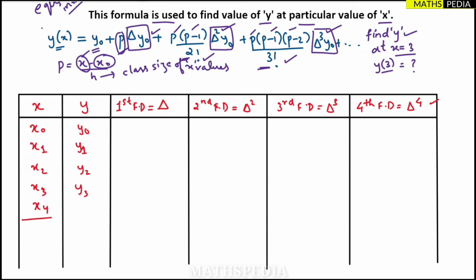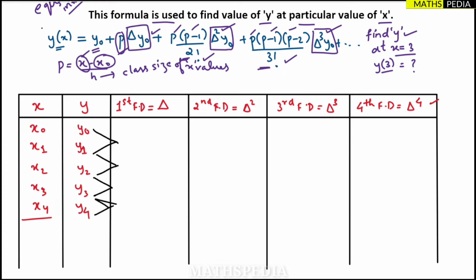y2, y3, y4. The first forward difference is nothing but, why are we calling it difference? Because we have to find out the difference between the y column values. That means these two differences we are taking. Like this we are forming. This is the order in which we are forming.